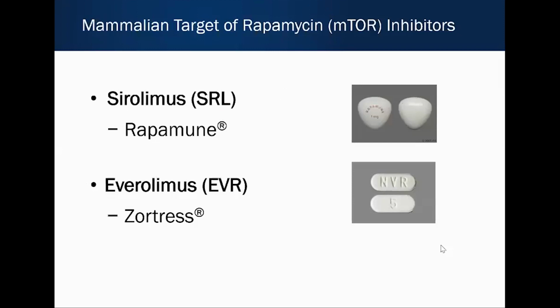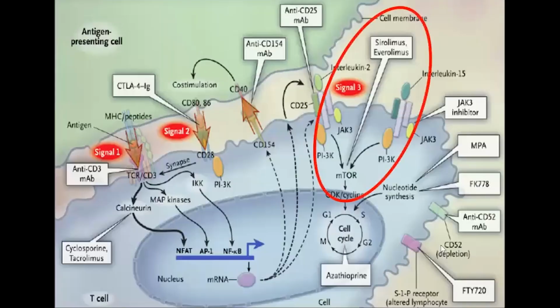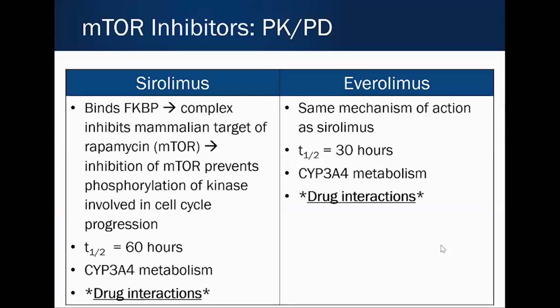Everolimus is also available under the brand name Afinitor, which is the product used for oncological indications, but for solid organ transplant, we utilize Zortress. So again, these drugs are working here as part of the signal 3, really that mTOR pathway. By inhibiting the mTOR, they prevent the phosphorylation of the kinases that are involved in cell cycle progression. So again, to just halt that T cell replication from occurring.